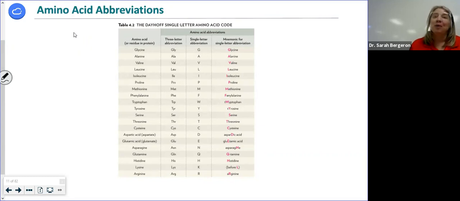Now you have to be sort of careful because there are some amino acids that start with the same letter. So for example, tryptophan and tyrosine both start with T. So the 3-letter abbreviation can start with T. So tryptophan is TRP, tyrosine is TYR. But when we go to single-letter abbreviations, we don't want to use a T, and we actually have a third one that starts with T. So what we're going to do is pick a different letter.